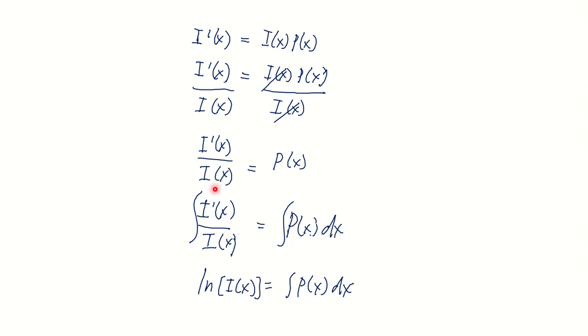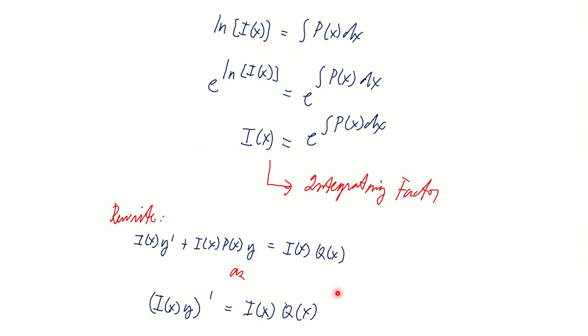So the integral of I prime of x all over I of x is ln of I of x, and that's equal to, since we don't know the expression representing p of x, we write it as it is, the integral of p of x dx.